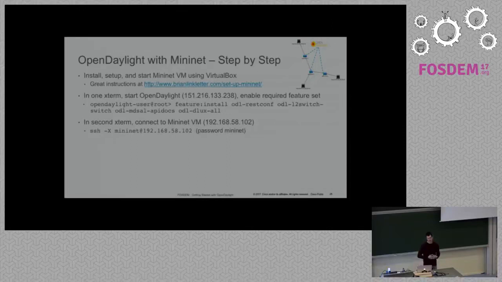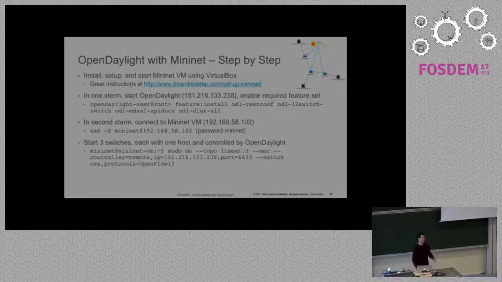And then in the other one, I'm going to spin up Mininet, and I'm going to log into it and tell it to create a network that has 3 switches and a host attached to each switch. And I'm just going to tell it to talk to my OpenDaylight controller, and this happens to be the IP address which the FOSDEM network's given me. So you just replace that with whatever your IP address is. And this other IP address, the 192.168 IP address, that's what got assigned by Mininet to my VM.